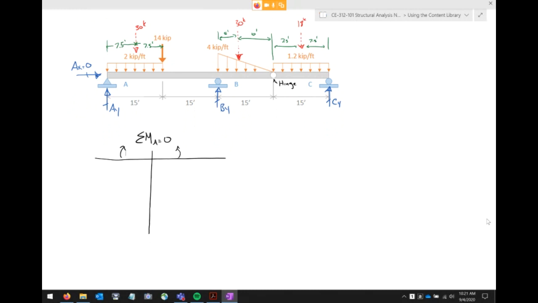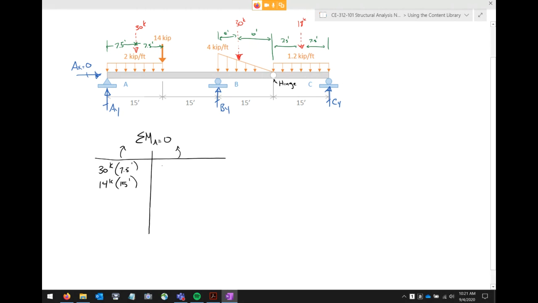So we don't have to consider the AX. We don't have to consider the AY. Let's make sure we count all of our loads. We have the 30 kips at a moment arm of 7.5 feet. And then we got that 14 kips at a moment arm of 15 feet. So 30 times 7.5, and then we have 14 times 15.